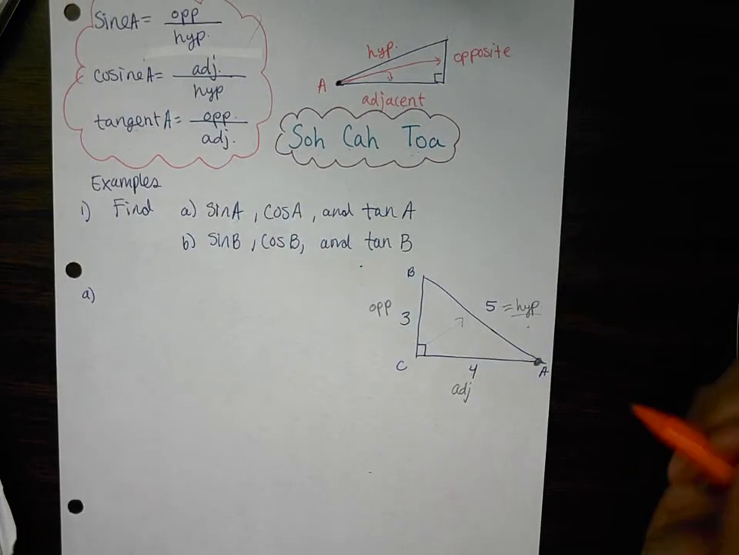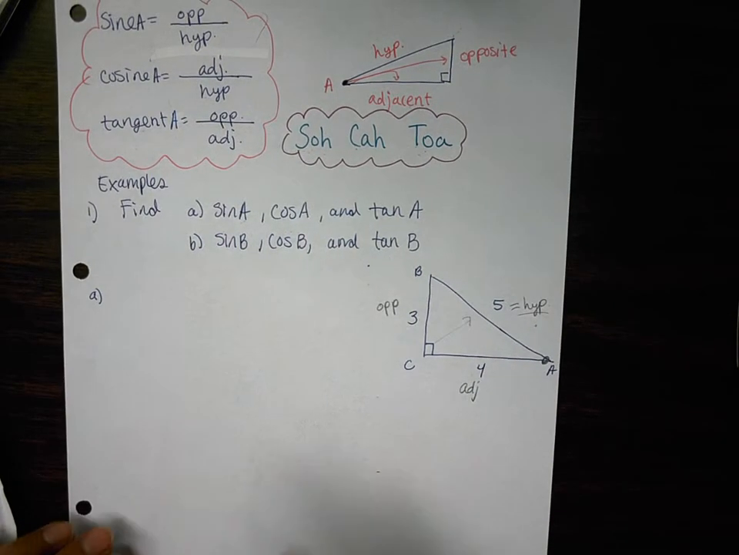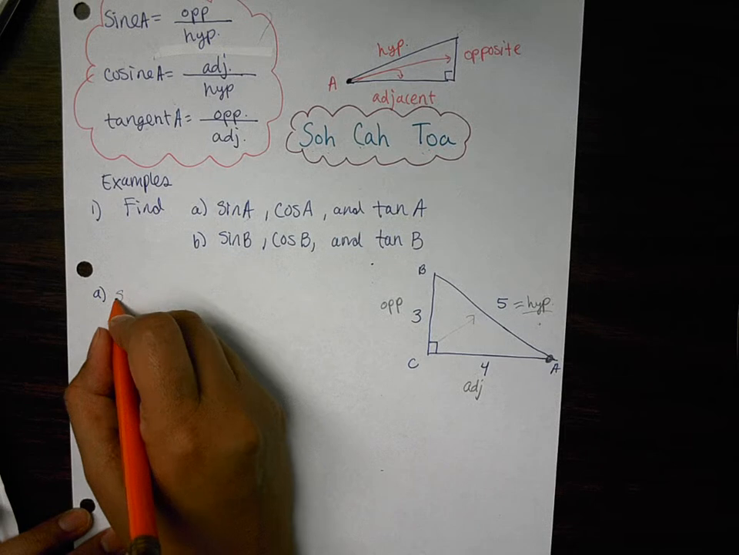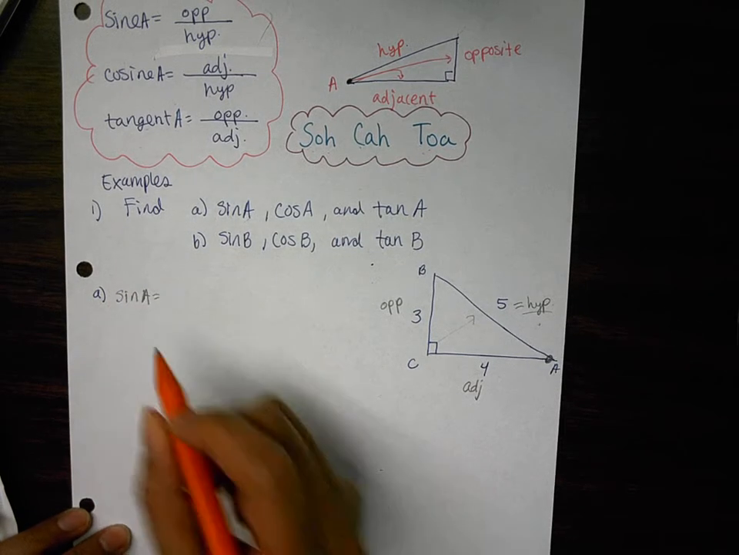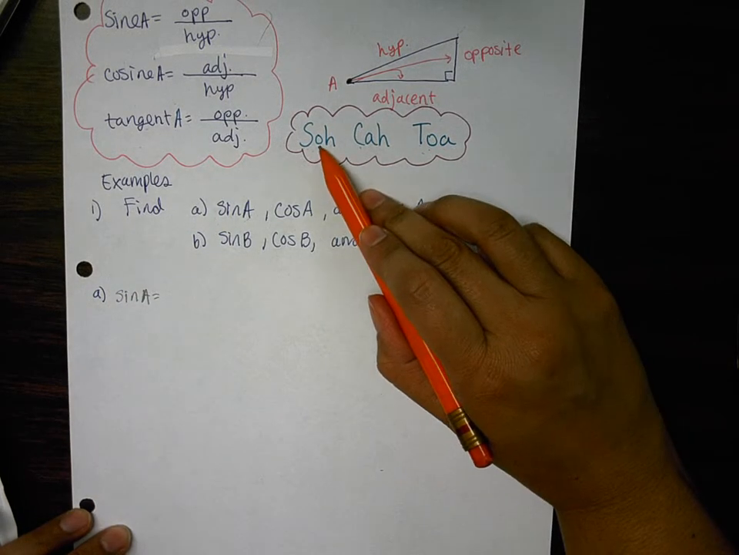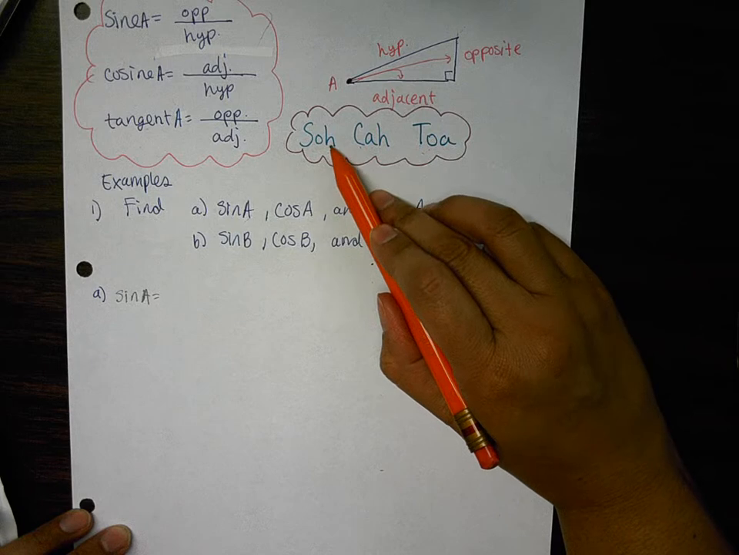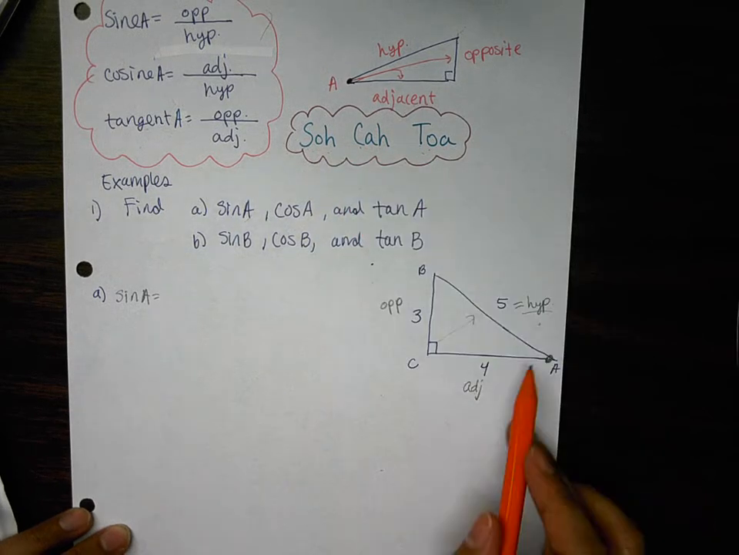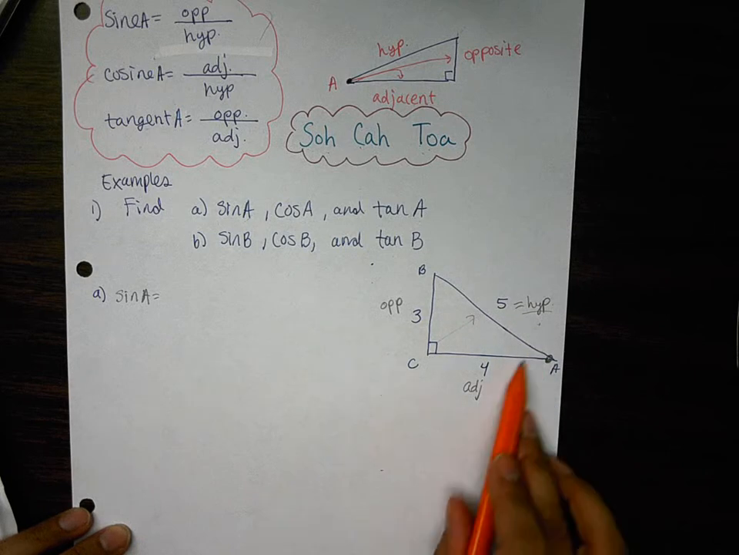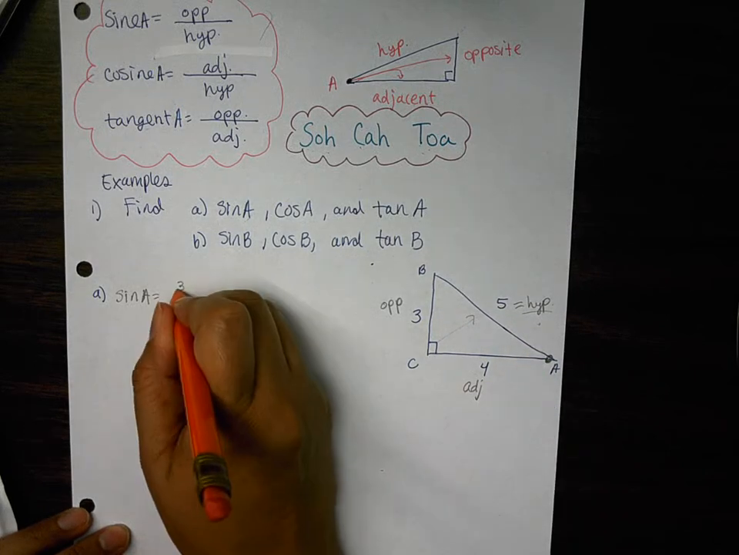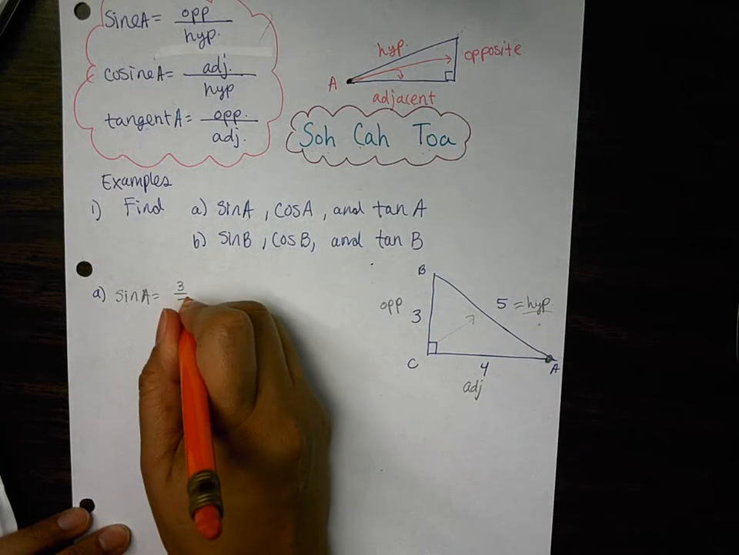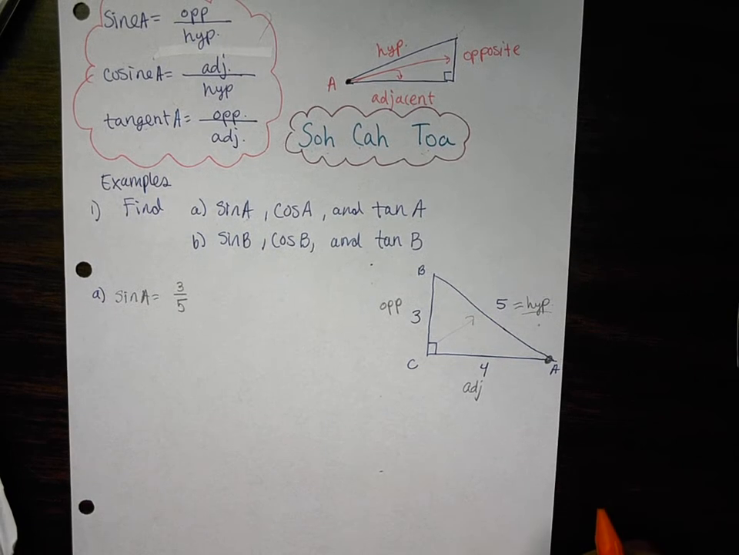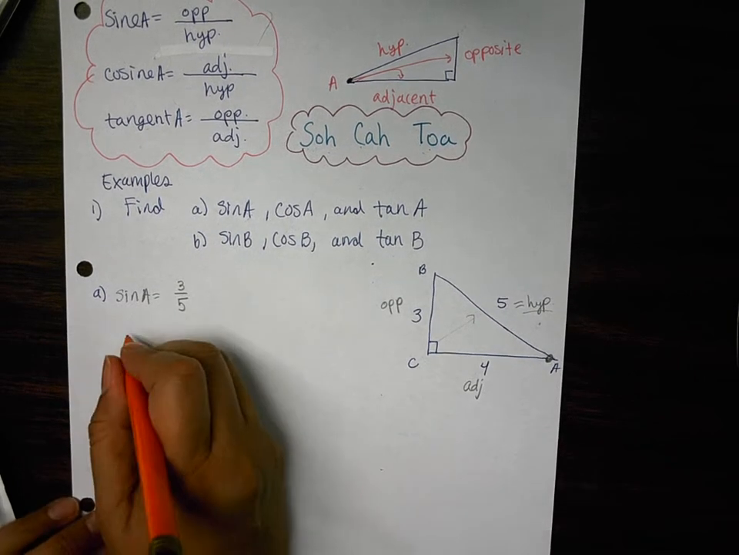Okay, so that's all we need to now find sine, cosine, and tangent. Sine of A. What is sine? SOH, what over what? Opposite over hypotenuse. So what's opposite in our picture? We have it all labeled. 3 over hypotenuse, which is 5. And then you reduce if it's reducible. Does that reduce? No. Okay.